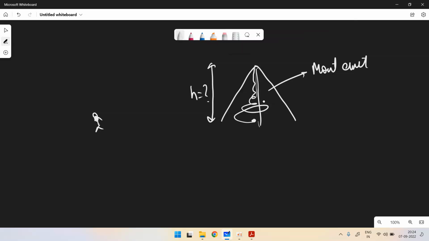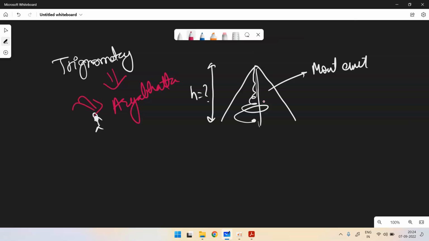There is a tool named trigonometry. And you will be surprised to know who invented this. Aryabhatta, the Indian mathematician Aryabhatta.